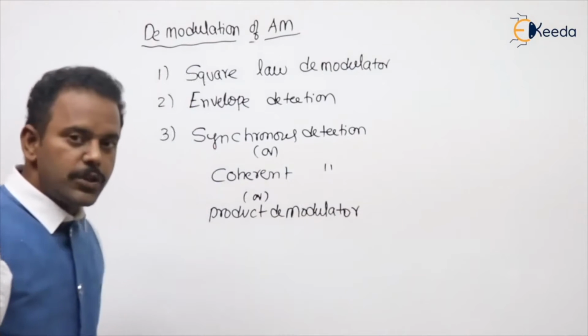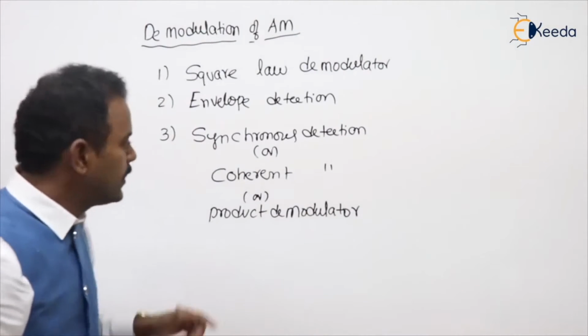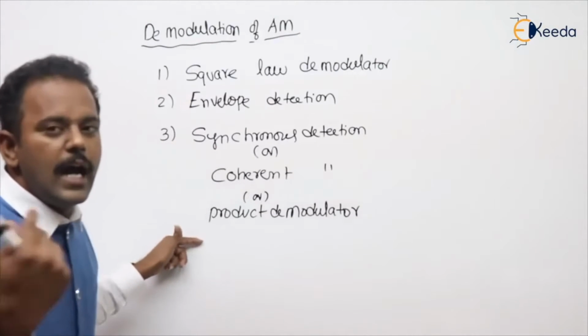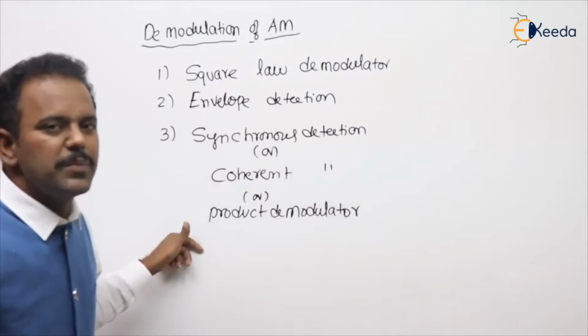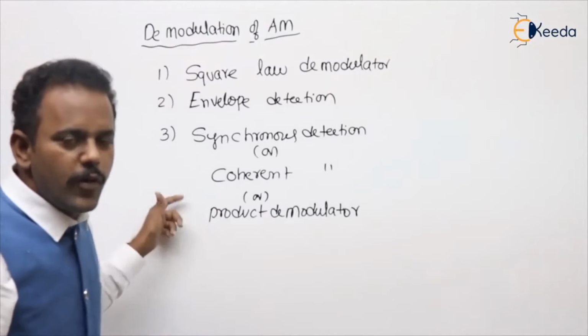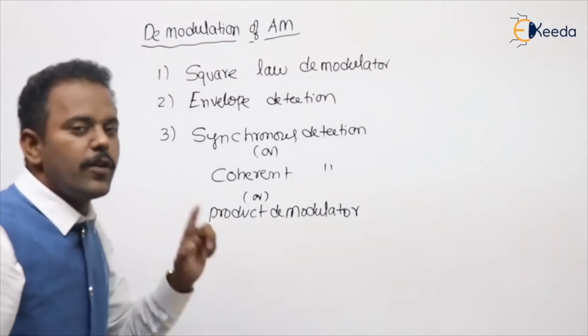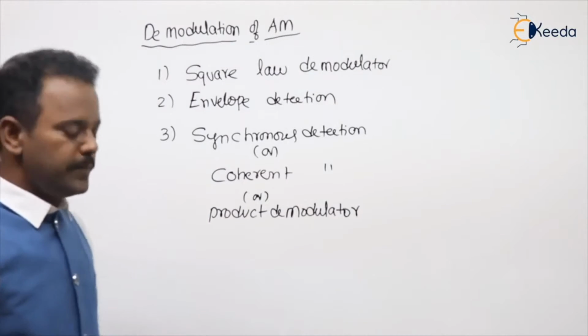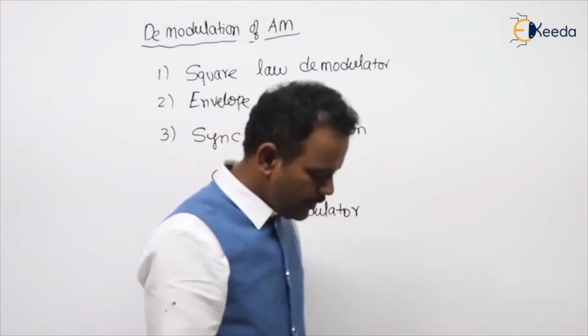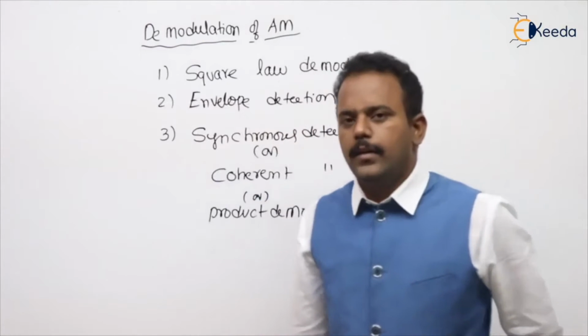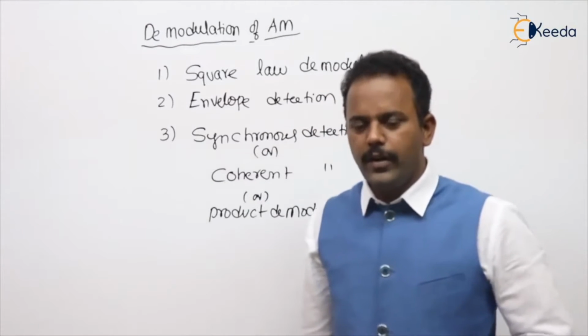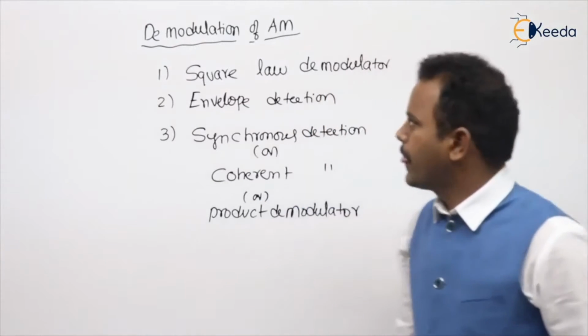Because one objective question came in the engineering service examination including these three options, and option D was something else they gave. So, which of the following is not for the demodulation of AM, he asked. Now come to the brief explanation of each and every one, and we'll go into detail also.